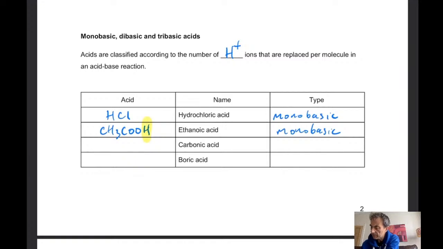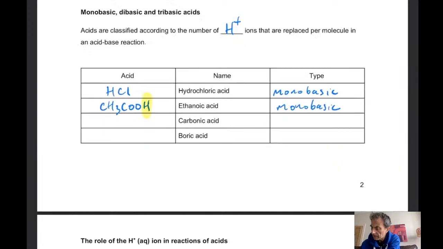Carbonic acid, if I give you the formula for that, is H2CO3. You can see it's got 2 replaceable H pluses, these 2 here. So this is dibasic.